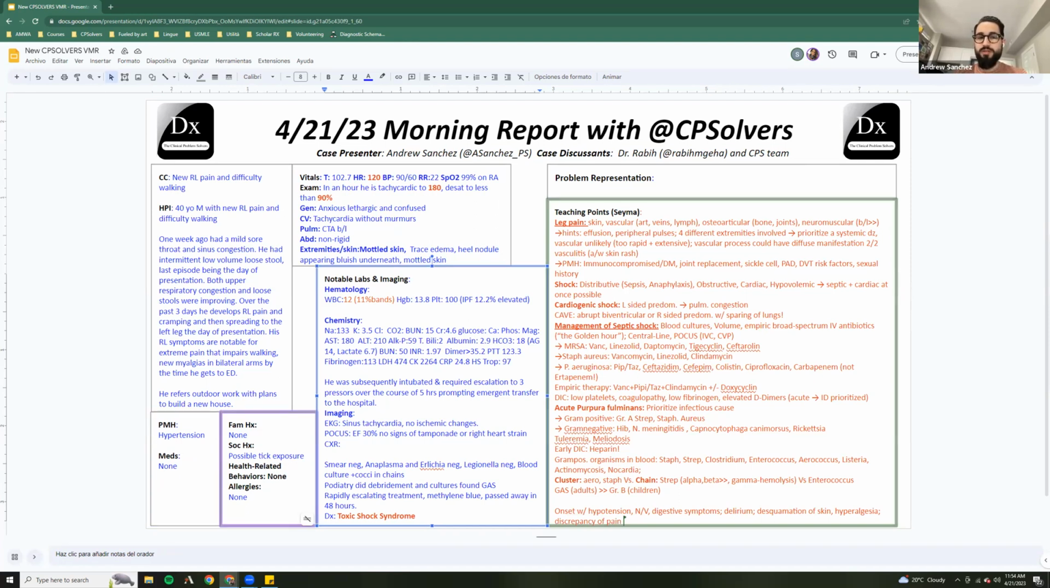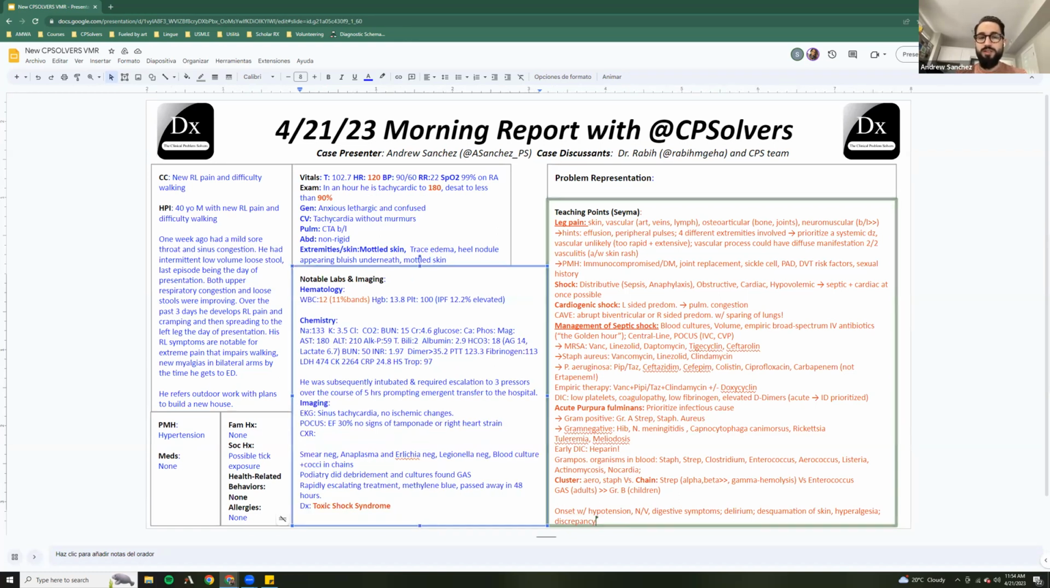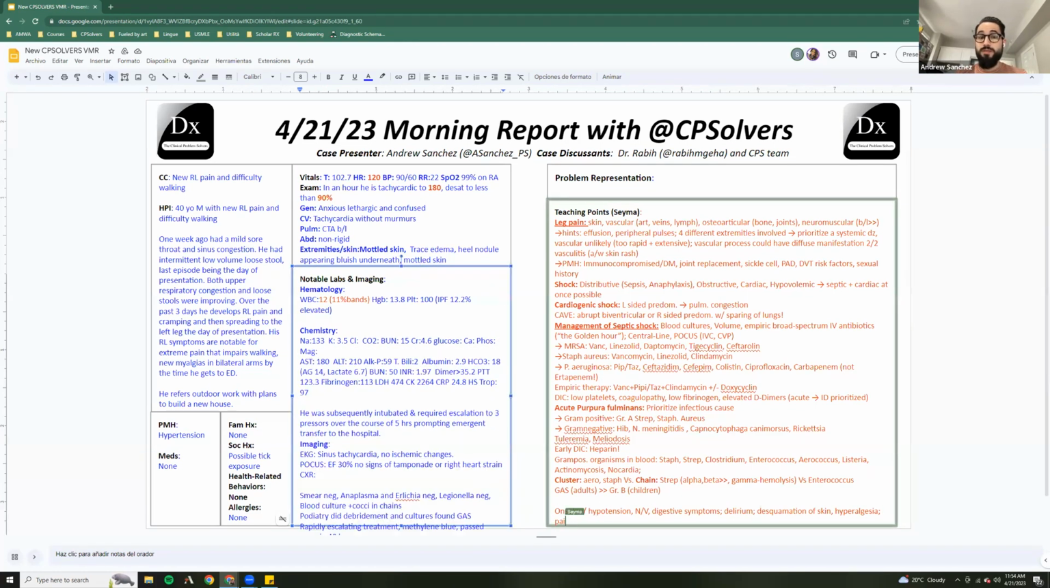But I think the syndrome of rapid distributive shock plus pain out of proportion to exam of the leg, or as you'd say in the abdomen, is something you can take away as a red flag finding for toxic shock syndrome from strep.